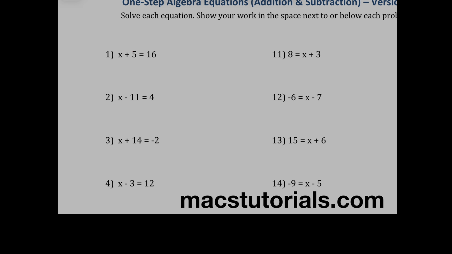So on number one, remember, I need to get letters on one side, numbers on the other. The thing that's blowing it is that 5. If I could just get that 5 over there. So I do the opposite. Why do I do the opposite? Well, because a positive 5 and a negative 5 will equal 0. So that's how I get rid of them.